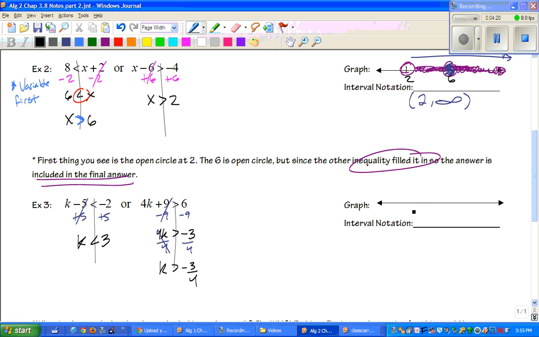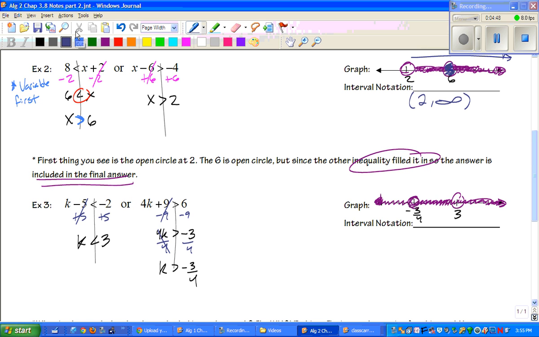So let's draw the graph. We got -3 over 4, and we also have 3. So this is telling me that k is less than 3, but k is greater than -3/4, so then I have to shade the other way. My entire graph is shaded in.